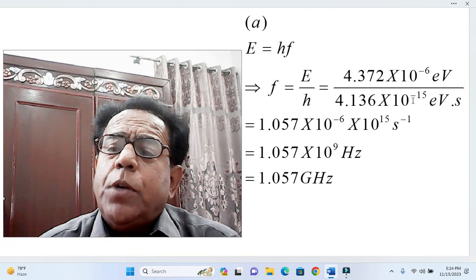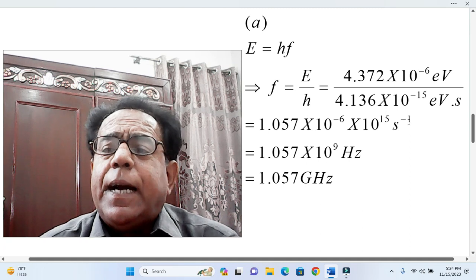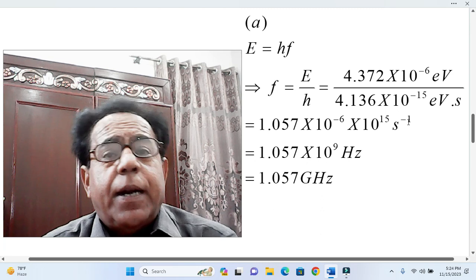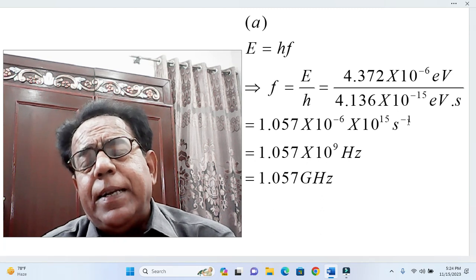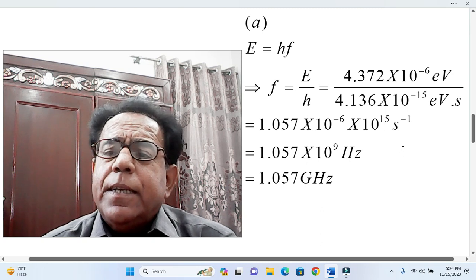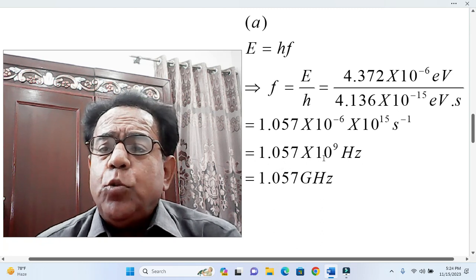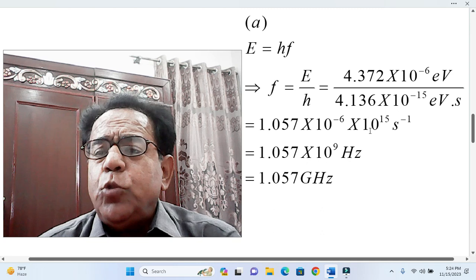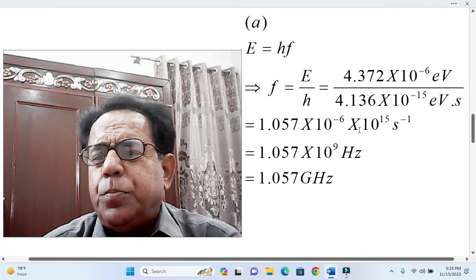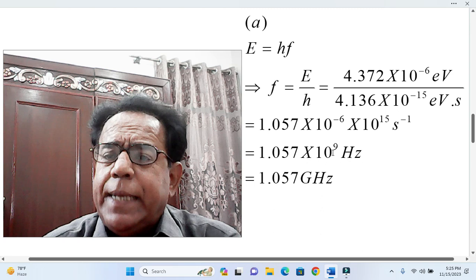Moreover, electron volt will be cancelled with electron volt, and we know that 1 over second, or second inverse, is equal to hertz. Hertz or second inverse are one and the same thing. 1 hertz is equal to 1 over second. So it will become 1.057 into 10 raised to the power 9, because 10 raised to the power 15 is plus, while 10 raised to the power 6 is minus. So from 15, 6 will be subtracted and we will get 10 raised to the power 9 hertz.